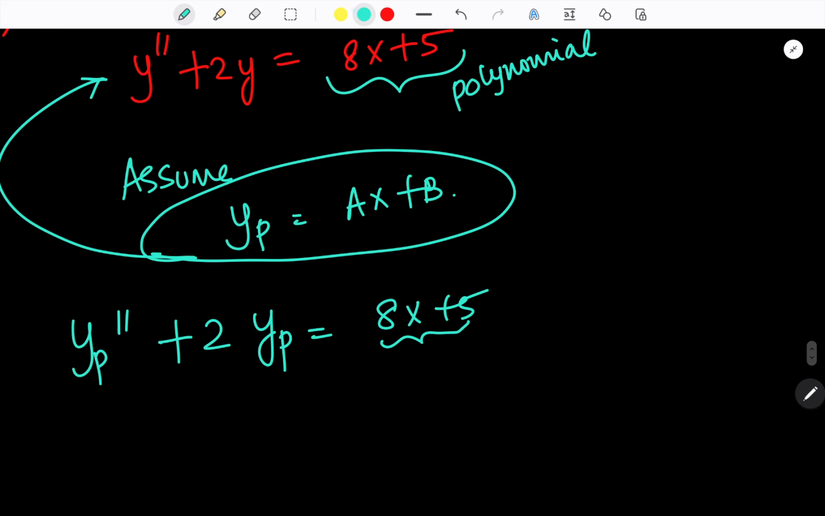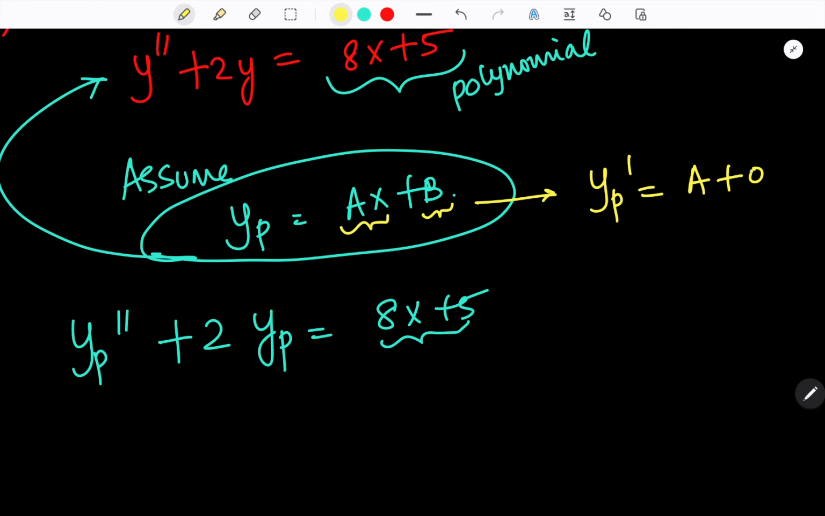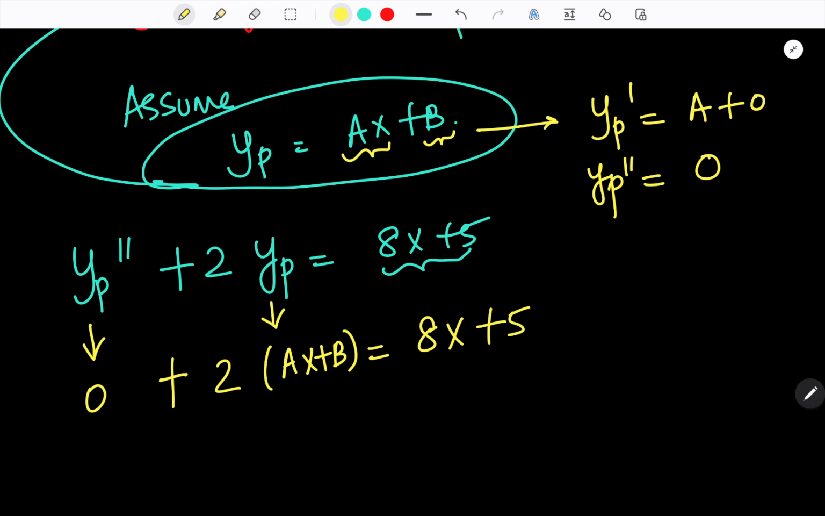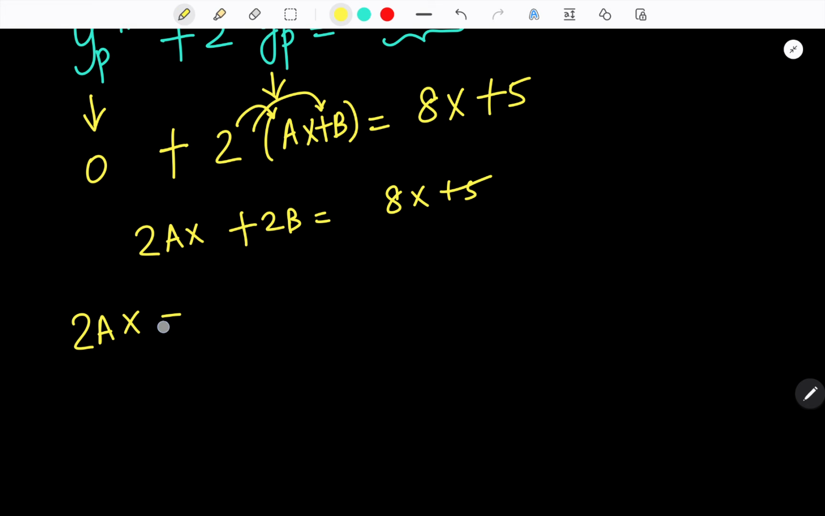Right? So if this is your yp, what's your yp dash? The derivative of ax is a. The derivative of b is 0. What is your yp double dash? Which is 0, right? So your yp double dash is 0 plus 2yp, where yp is ax plus b, which is equal to 8x plus 5. Let's multiply: 2ax plus 2b is equal to 8x plus 5. So 2ax is equal to 8x.